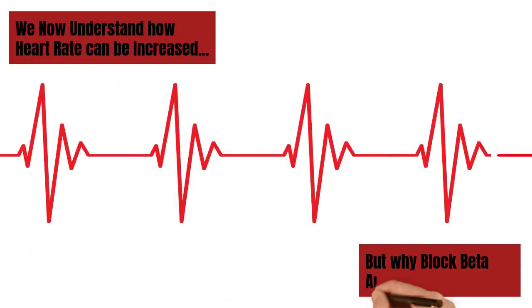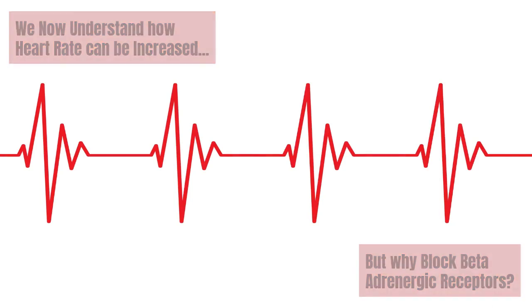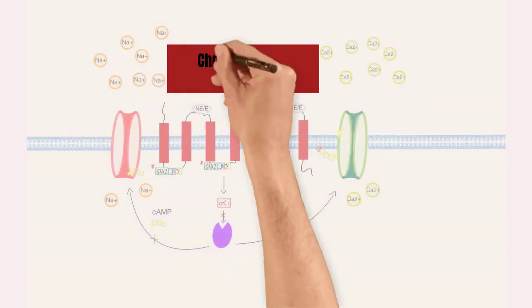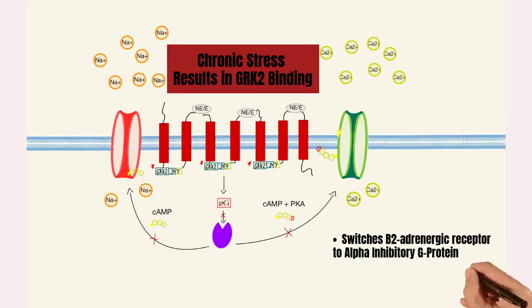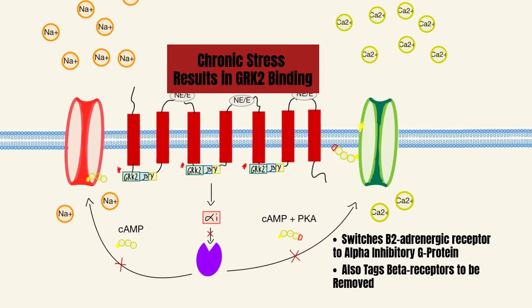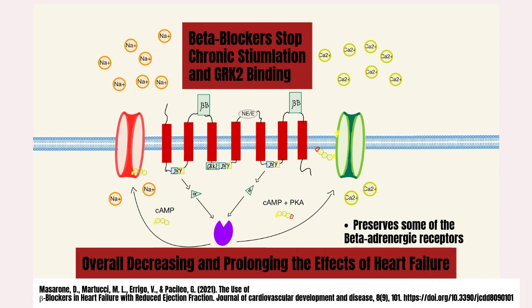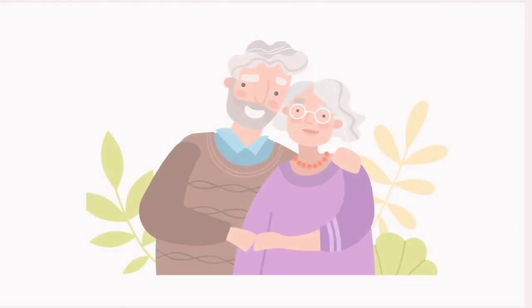But why would we want to block beta receptors? In heart failure, beta drive is constantly activated, and this chronic stress results in GRK2 binding, switching alpha S to alpha inhibitory and tagging beta receptors for removal, meaning decreased heart rate. Beta blockers can stop this stimulation and GRK2 binding, which preserves some beta receptors and prolongs life in heart failure.